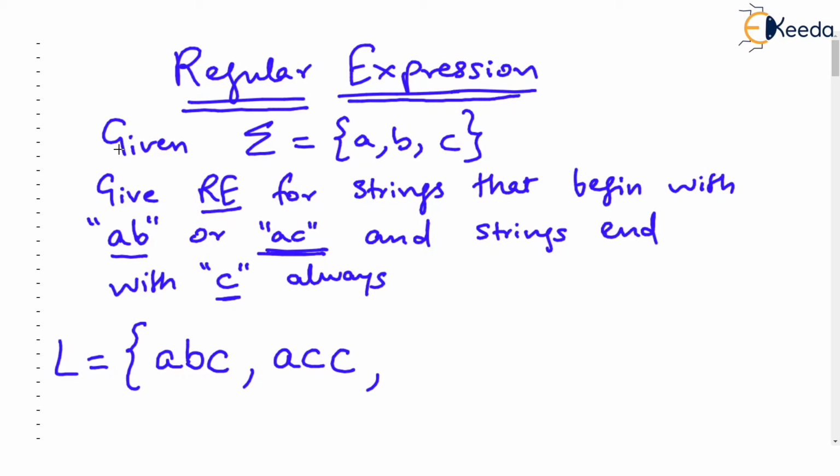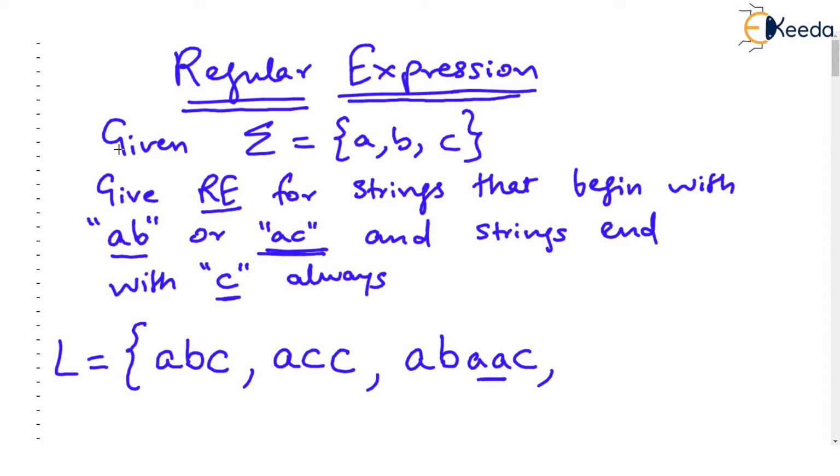But nothing has been given about what should be between AB and the last C or between AC and the last C. So you can have something like this. You see, the string begins with AB and ends with C. But then you can have any combination in between here, any occurrences of A and B. Now that information has not been explicitly given, but it has to be understood.